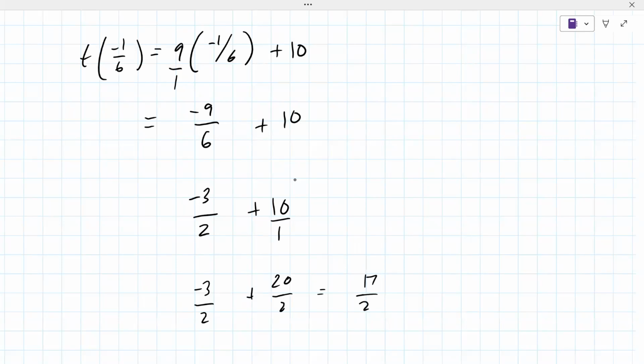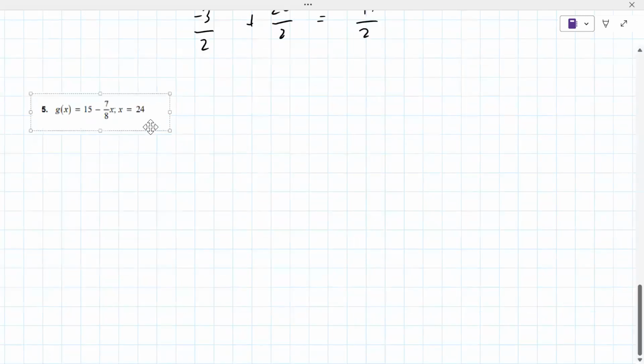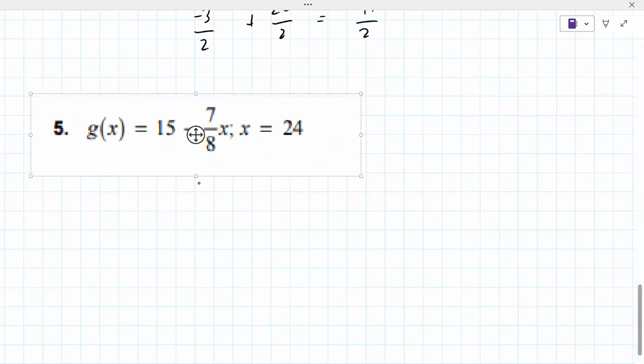So 5, g of x, or not g of x, g of 24 equals 15 minus 7/8 of 24. g of 24 is 15. So 24 times 7.